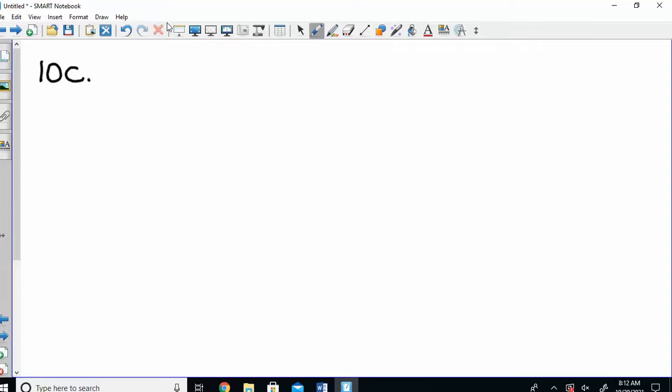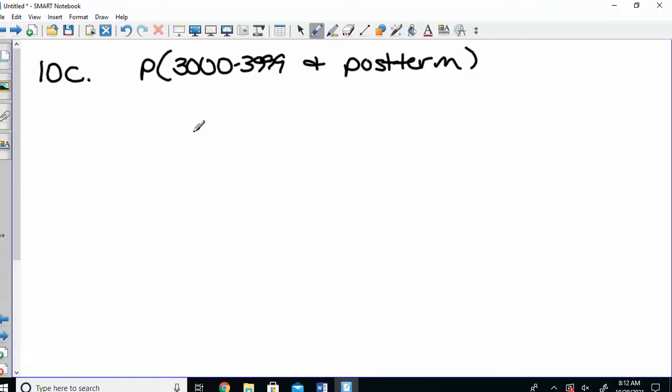So on C, we are looking for the probability that they weigh between 3,000 and 3,999 grams and post-term. If you have this original data in the table, you don't really have to look at a formula. You can use a formula, but that's more work than you have to do. Can you look at the table and tell me how many people meet both of these requirements? Yeah, you go to the 3,000 to 3,999 and post-term, and when those meet, it's 160,354.